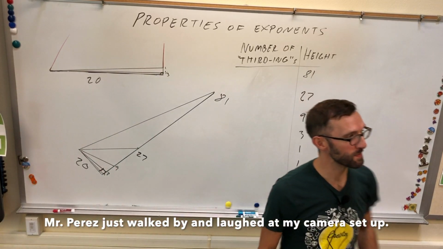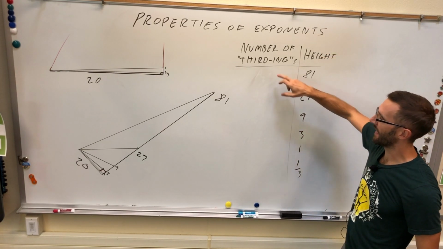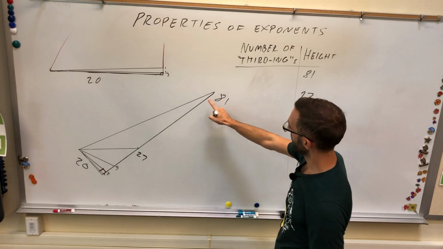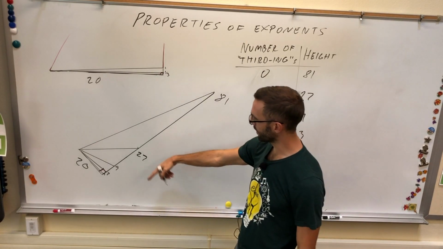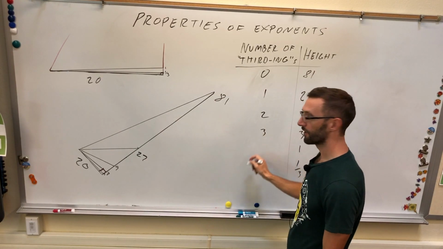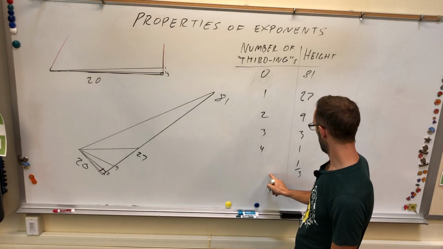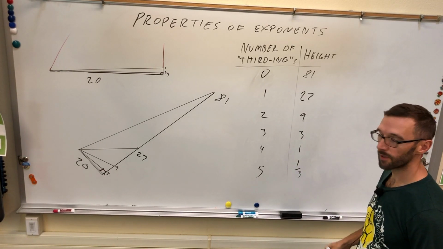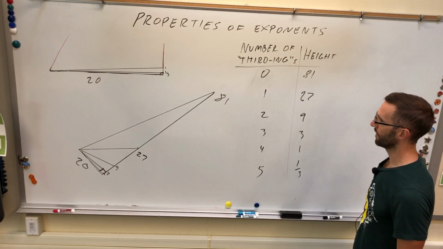So I've cleaned up the board, and I've made a table here that has the height, and I added a column called number of thirdings. How many times do we take a third? So we started with 0. We didn't take any of them. And then by the first one, we got to 27. And the second one took us down to 9. And the third one took us to 3. The fourth one took us to 1. And then the fifth one took us to a third. We could keep going, and this number would keep going down. But we're looking at the properties of exponents. So we're looking at how all this relates to properties of exponents.